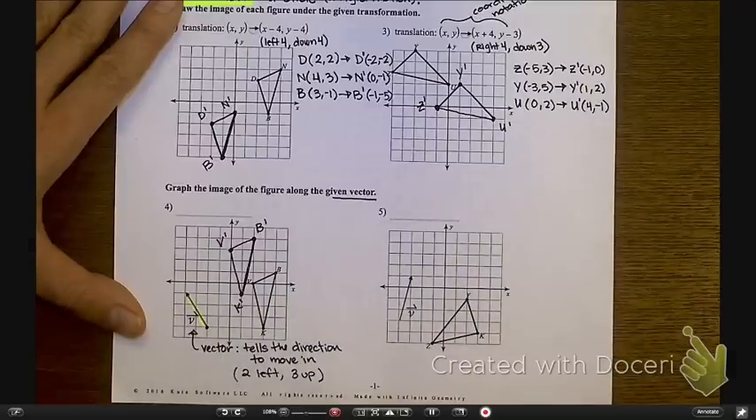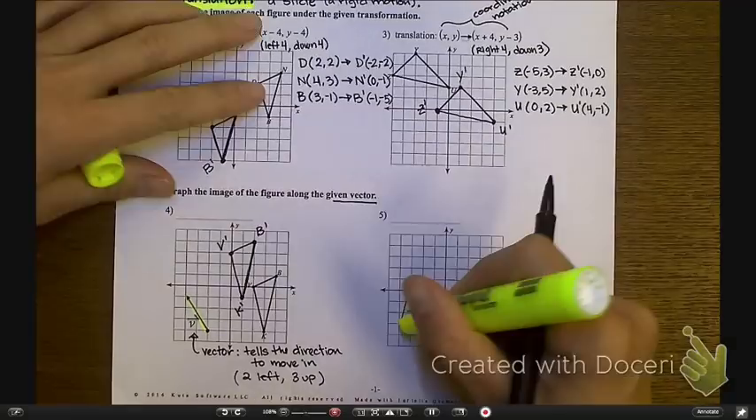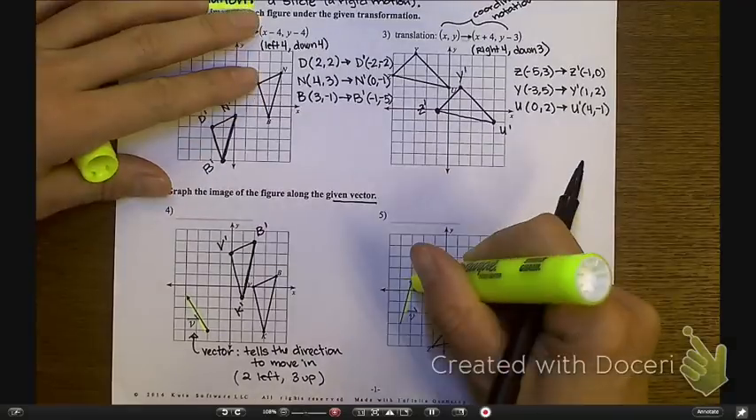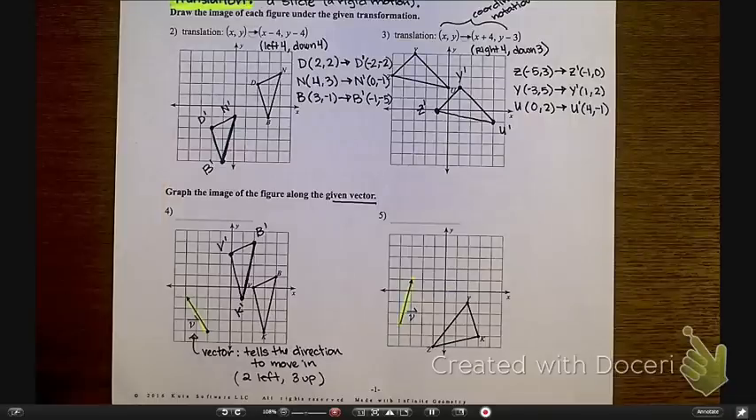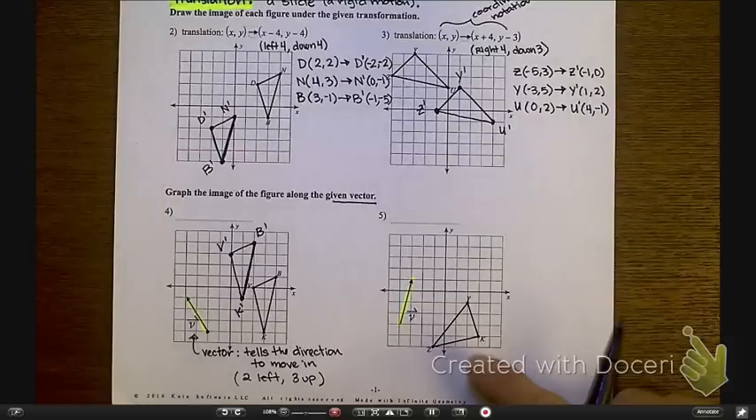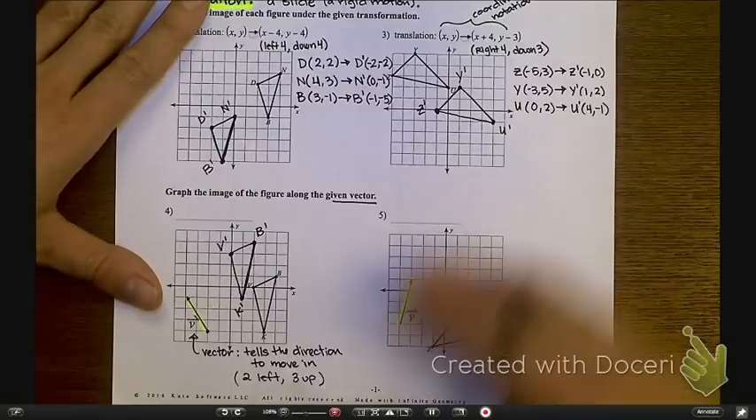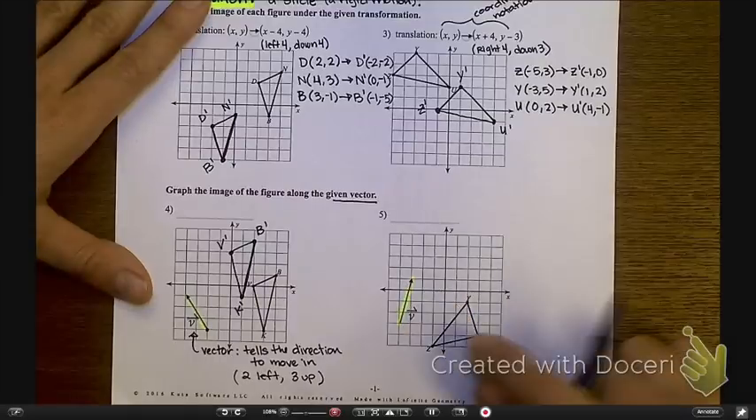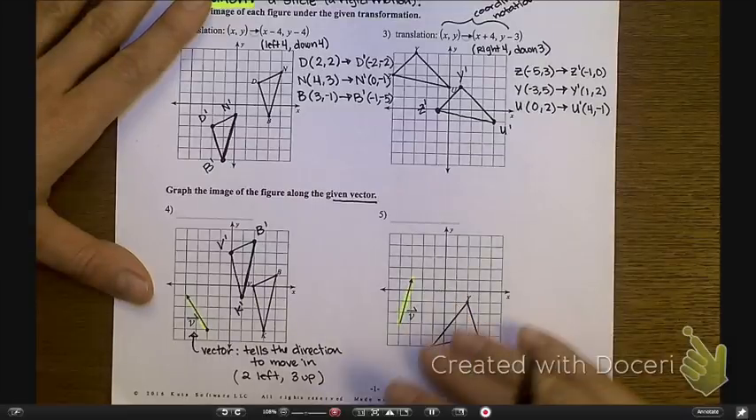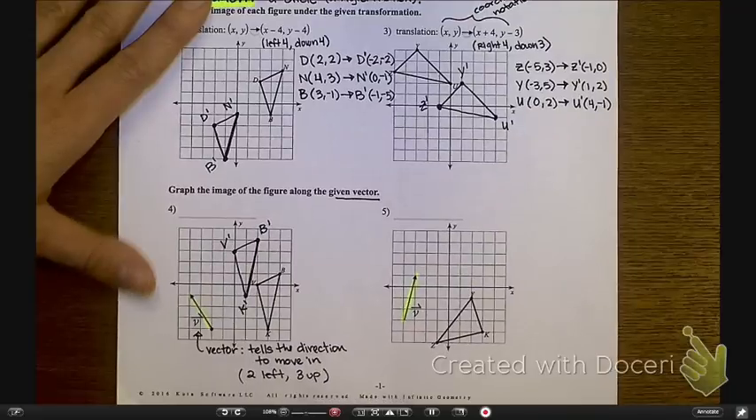All right, so now what I'd like you to do is take a look at this vector here in problem number 5, and you are going to move this triangle according to this vector. You're going to translate the triangle, basically sliding it along this vector. So you need to count, and then apply that to the shape. I'm going to have you pause so you can finish the problem. When you're ready to check your work, you can play the video.